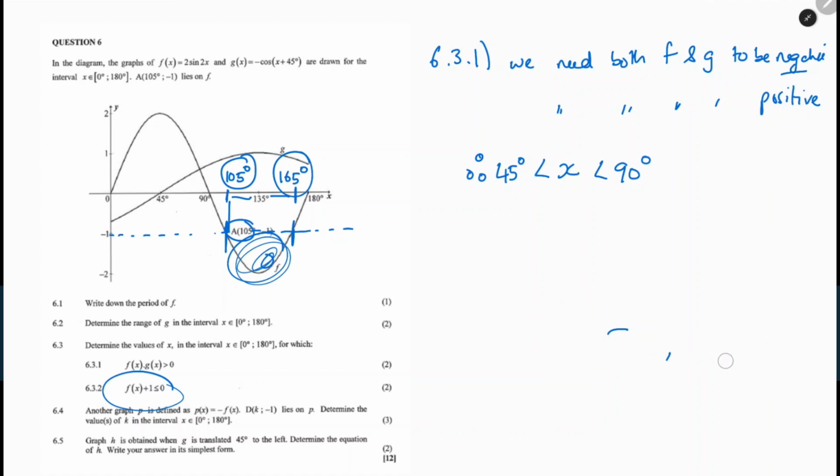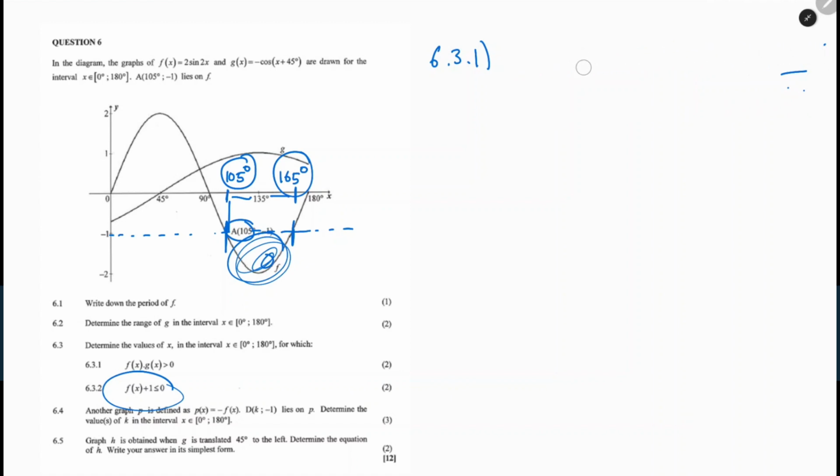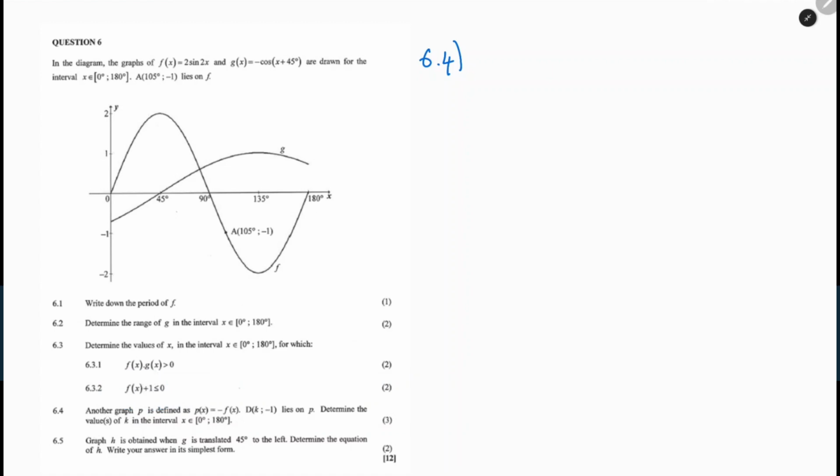Okay, so let me make some space here before I move on to 6.4. 6.4 is as follows. Another graph P is defined as P of x is equal to minus f of x. So f of x is here, that's 2 sine 2x. So P is going to be minus 2 sine 2x.